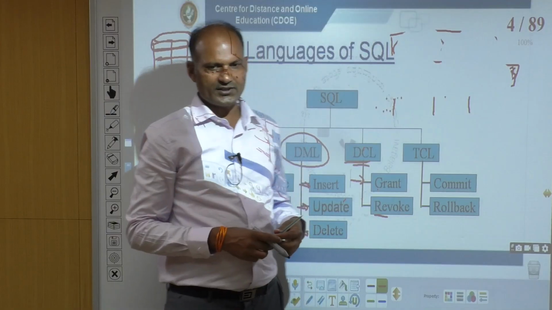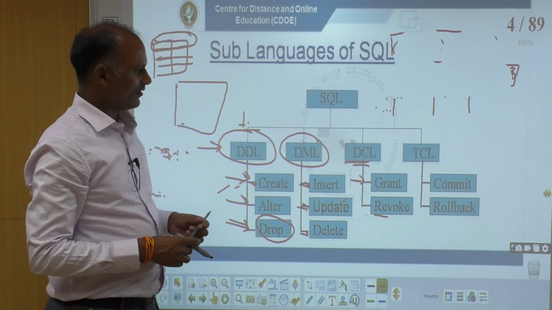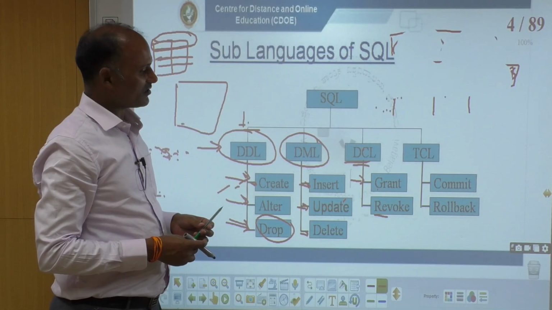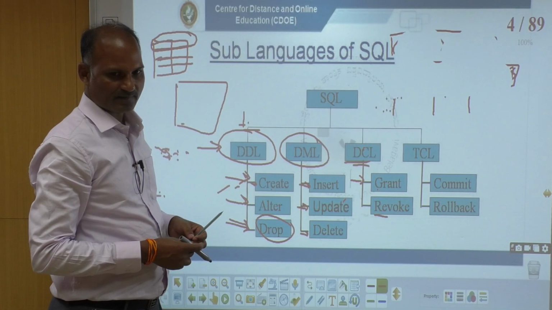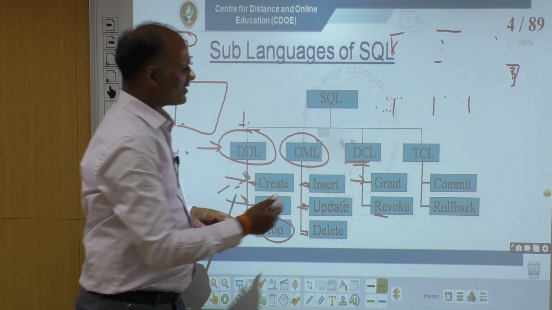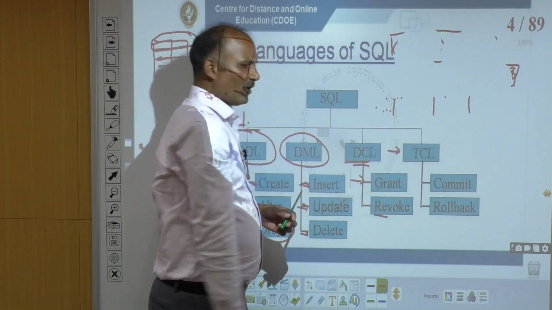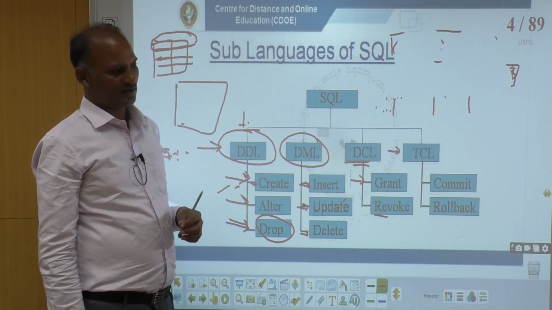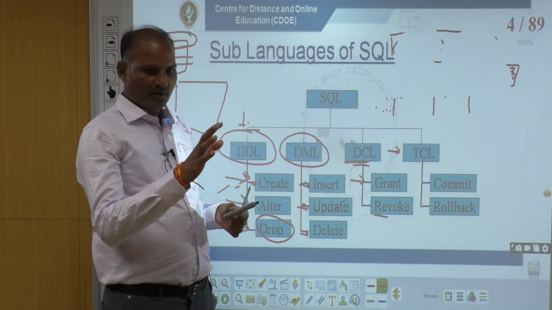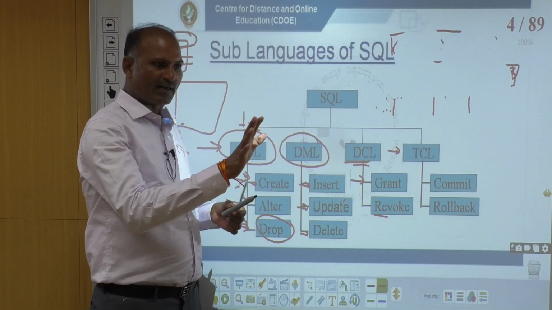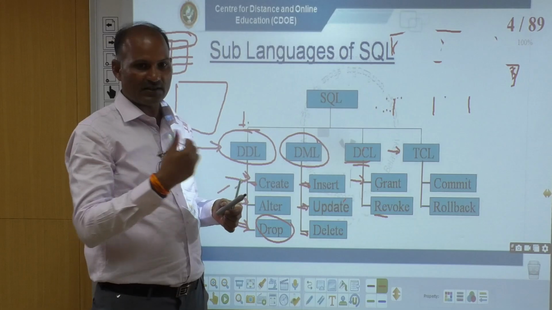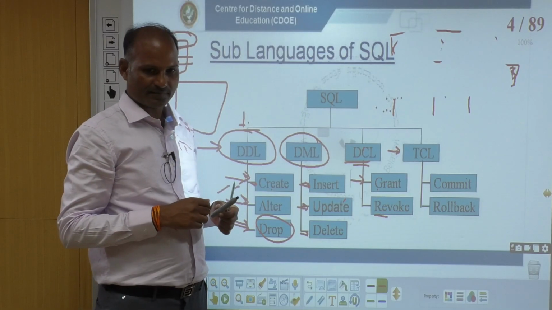Next is TCL. This is another command. The other language is called TCL, that is transaction control language, right? This language tells that whatever operations you are going to do with the database, you wanted to store permanently, or if something happens, you wanted to get things back.